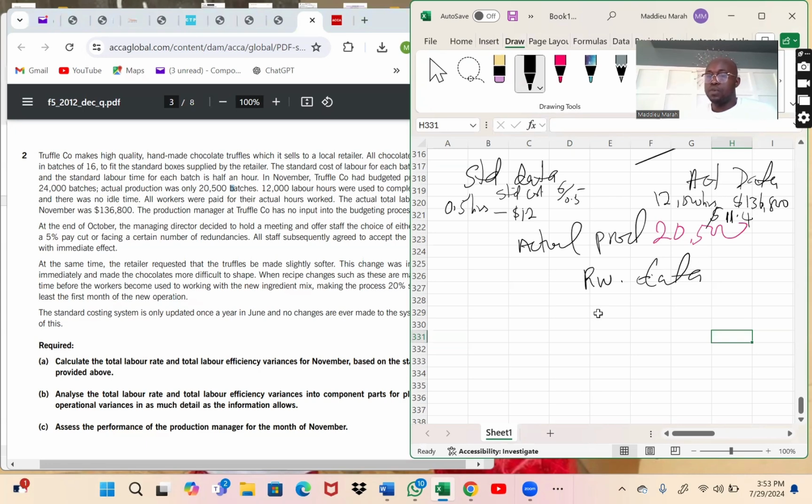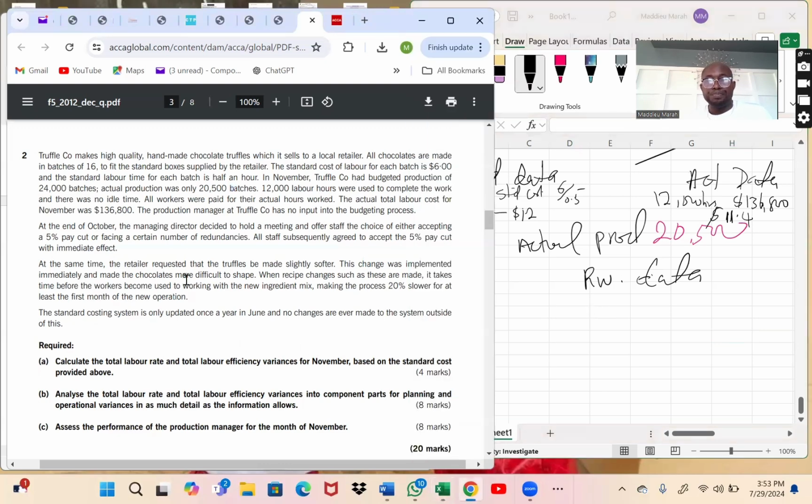So move on. We've gotten our standard data and we've gotten our actual data. With what we've got already, we can do labor rate and labor efficiency variance. So we only need the revised for the planning and operational variances. You get? Now we move on. Information continues. The production manager at Truffle Co. has no input into the budgeting process. Take note, has no input to the budgeting process. In the budgeting process, we have planning error. That's the planning variance. With no input, automatically I'm not held responsible.